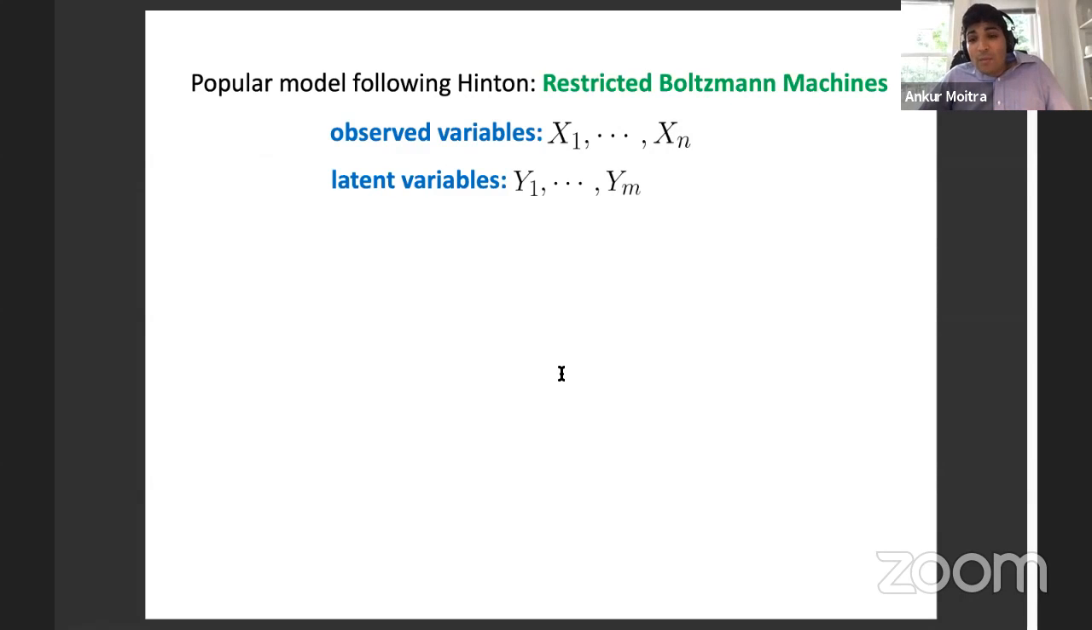And it's called a restricted Boltzmann machine. It was popularized by Hinton back in the 80s. And it has a really wide range of applications, but it's a very simple extension of the thing that I already told you about Ising models.